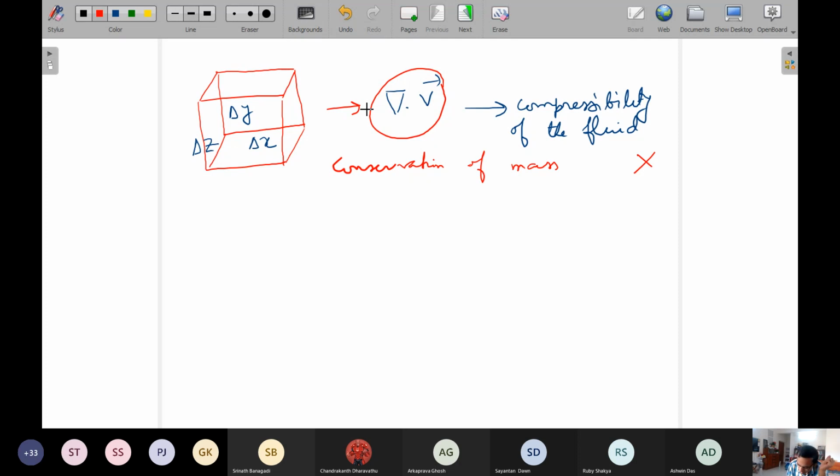So we can simply say that there is no change in volume of the fluid element when this is zero. So this is when it is incompressible.